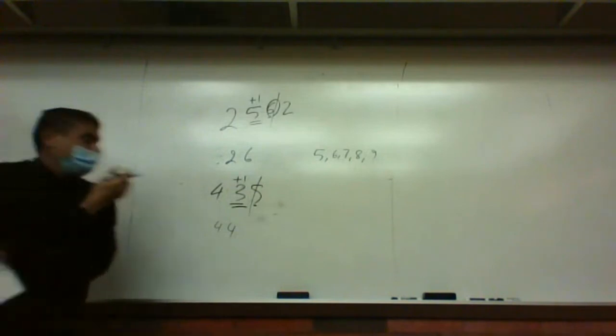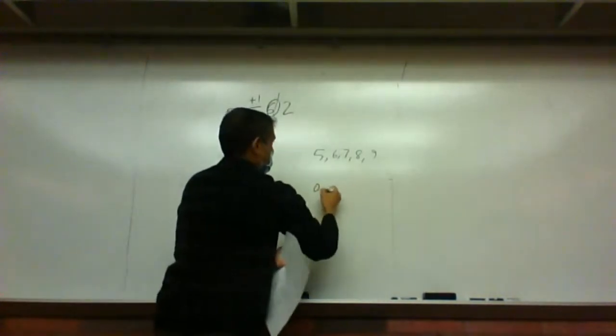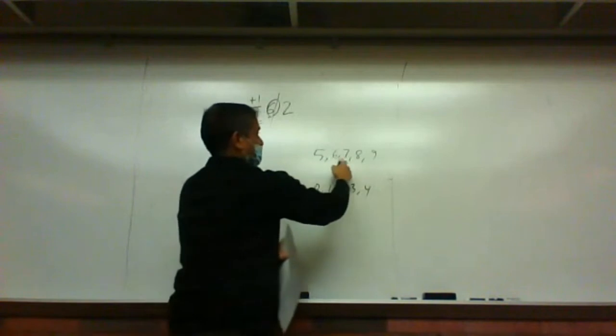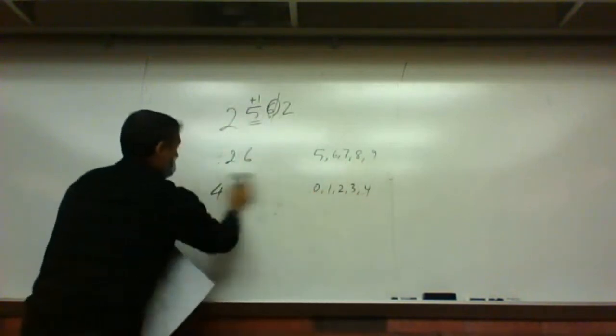Yeah? Now, how about this one? If in that position, let's say we have 0, 1, 2, 3, 4. So I already talked about 5, 6, 7, 8, 9. Now I'm going to talk about 0, 1, 2, 3, 4. So let's look at there.